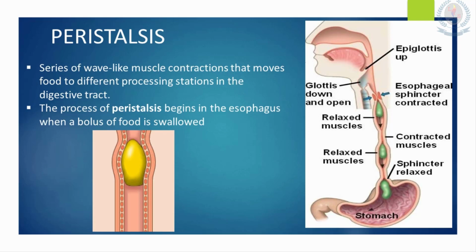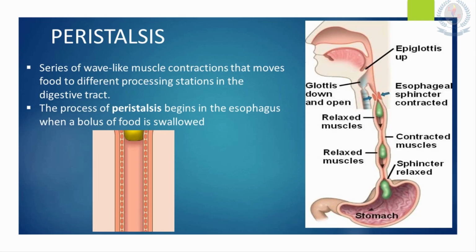So these two layers work together to push food along. When the circular muscles contract, the longitudinal muscles relax, and so the gut is made narrower. When the opposite happens, the longitudinal muscles contract and the circular muscles relax, and then the gut becomes wider. So waves of muscle contraction like this pass along the gut, pushing the food along, like squeezing toothpaste from a tube.